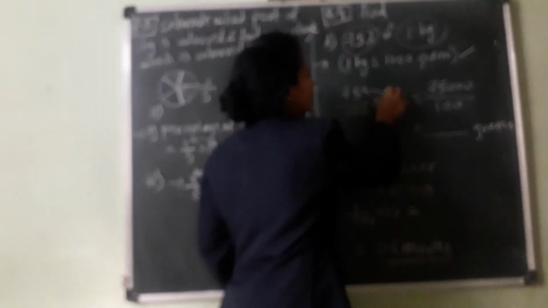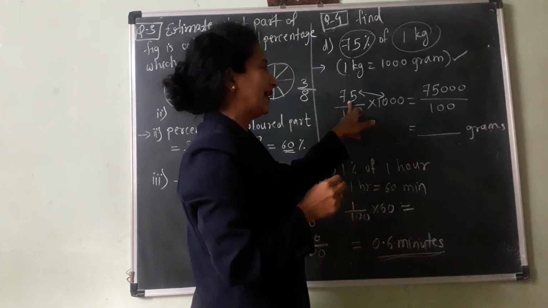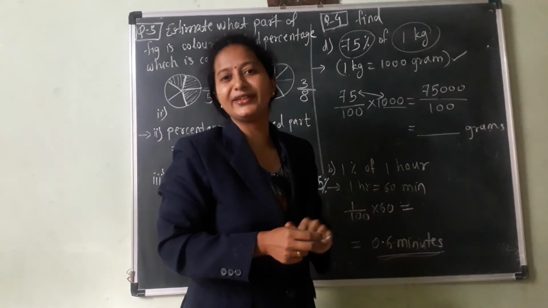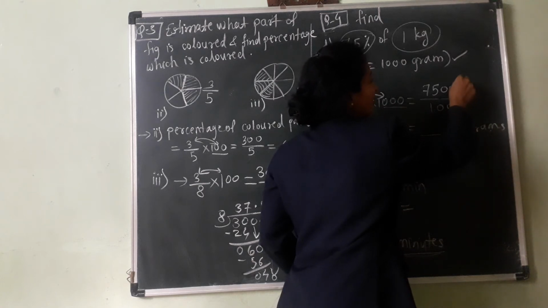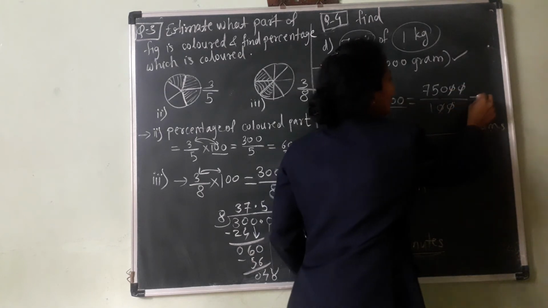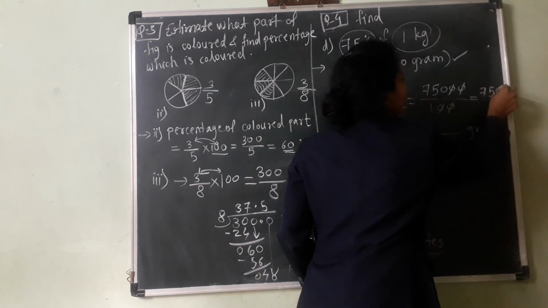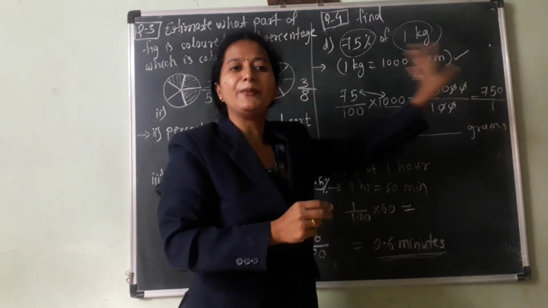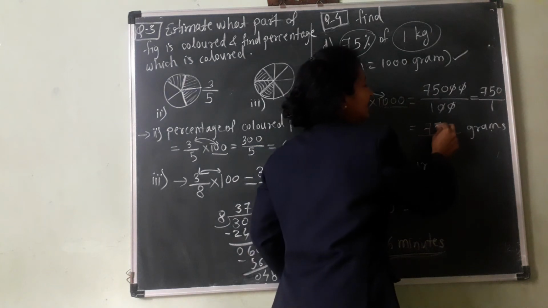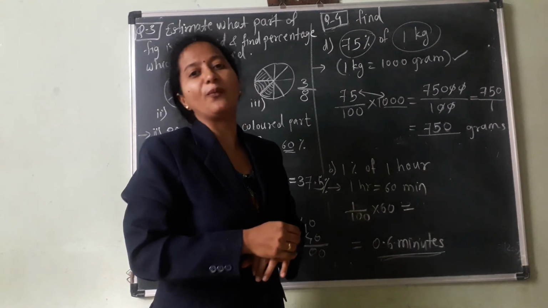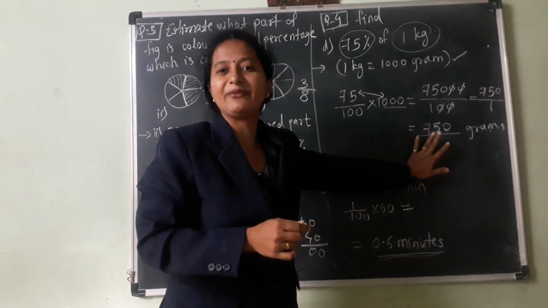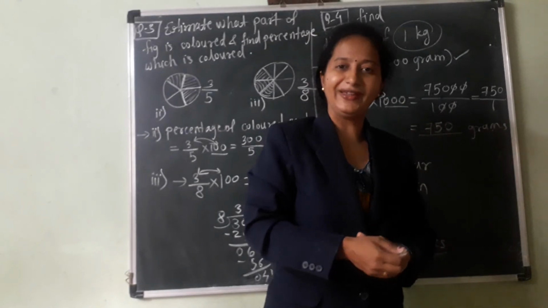Now multiply these two numbers. So what will we have? We have to write this number and add these many zeros. So it's 75,000 upon 100. Now we can cut the zeros here, 1 zero from dividend and 1 from divisor, in the same way. So what answer did we get here? That is 750 upon 1. 750 upon 1 means what? It's 750. Means 75% of 1 kg is equal to what? 750 grams. This is the final answer here.